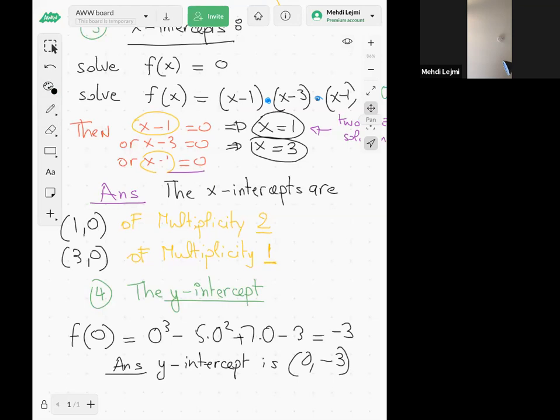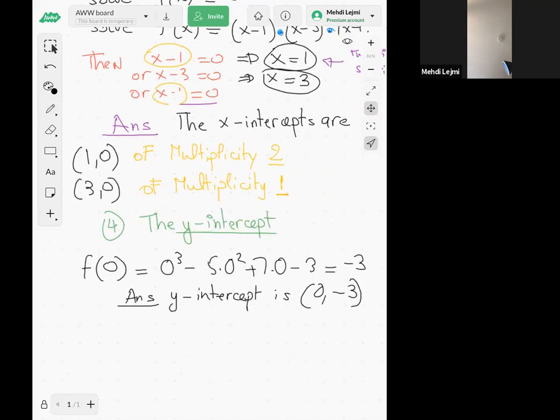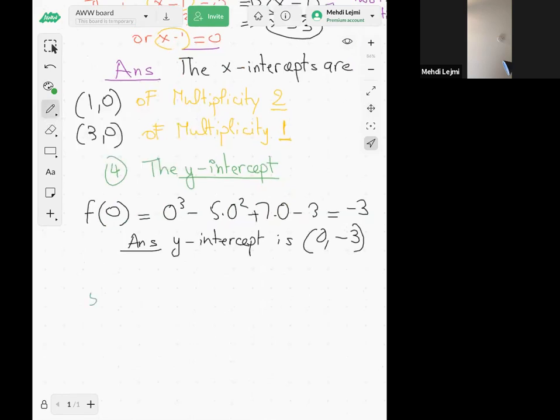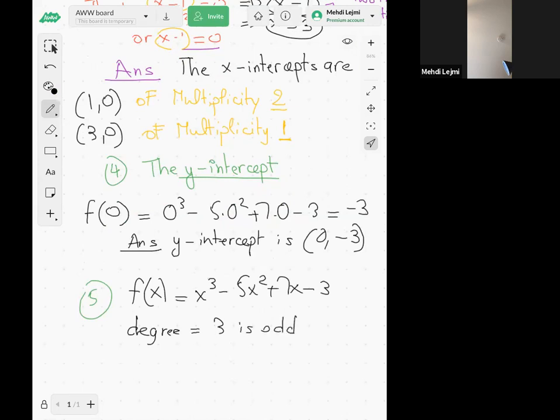Right? Now, the behavior at infinity, just be careful, guys, here. So this is for part 5. Your f of x is x cubed, minus 5x squared plus 7x minus 3. So the degree of f, the highest power of x, is 3. That's odd, right? And the leading coefficient is 1. It's positive. So the leading coefficient is positive.